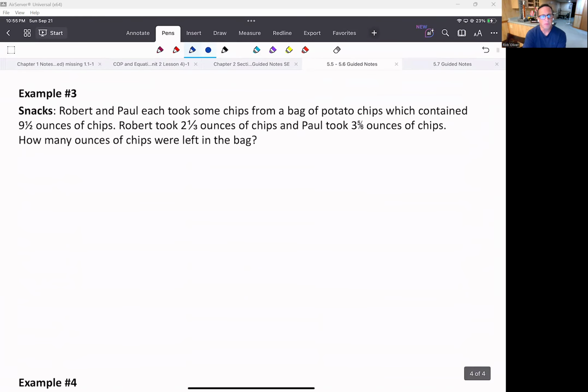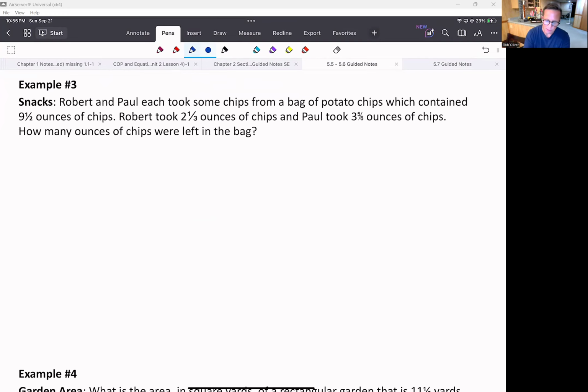All right, snacks. Robert and Paul each took some chips from a bag of potato chips, which contained 9.5 ounces of chips. Robert took 2 1/3 ounces of chips, and Paul took 3 5/6 ounces of chips. How many ounces of chips were left in the bag? Okay, so this is subtraction, isn't it? So we can approach this in a different way.